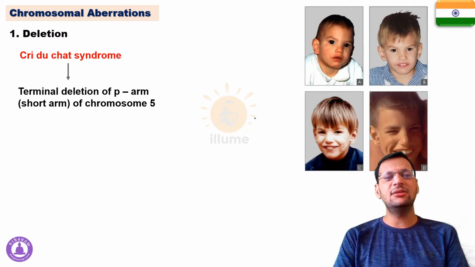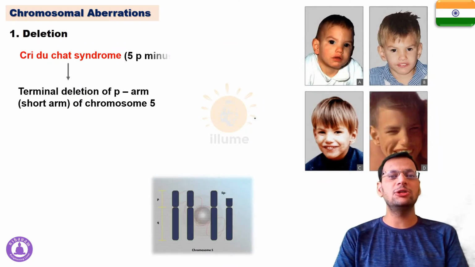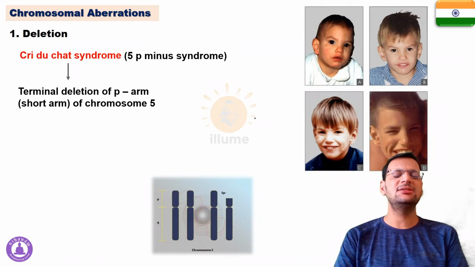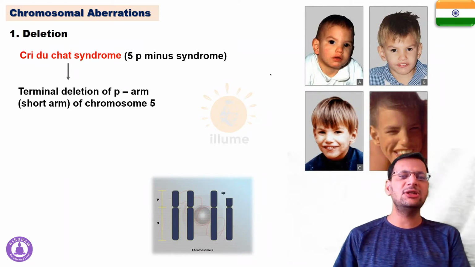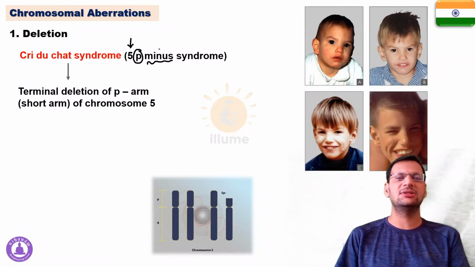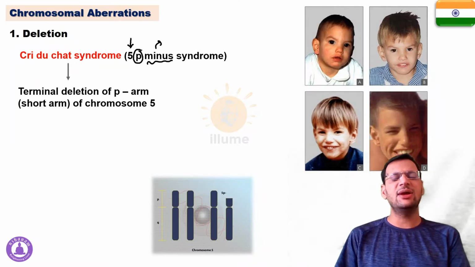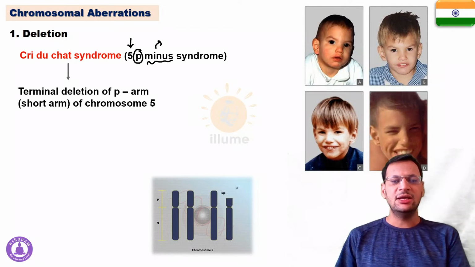That is the reason that Cri-du-chat syndrome is also called 5p minus syndrome. Why 5p minus syndrome? Because 5 is chromosome number 5, p is the short arm, and minus means loss, that is deletion. That's why it is also called 5p minus syndrome. You can very clearly see that this is 5p minus syndrome. There is loss of the short arm of chromosome number 5.